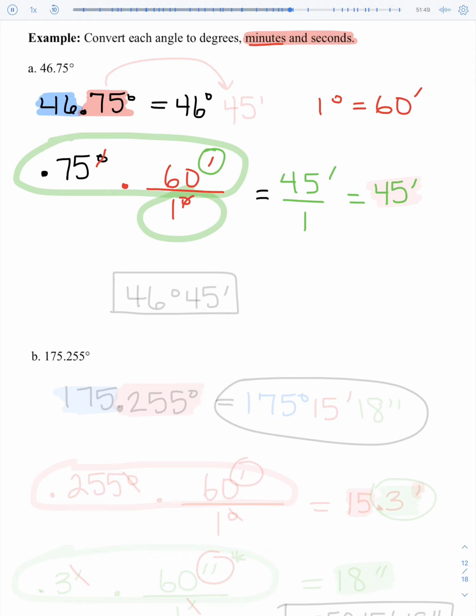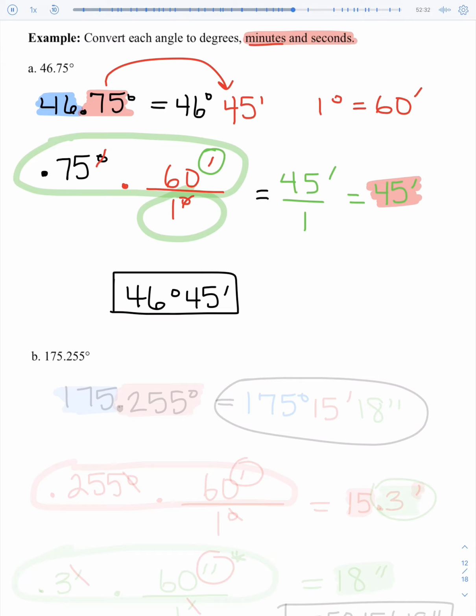So that means my degrees here, which was 0.75, got converted into 45 minutes. So my 46 degrees will stay the same, but my 0.75 is now 45 minutes. So my final answer here is 46 degrees and 45 minutes. Now we're able to stop here because the minutes came out nice. They became a whole number. Had the minutes been a decimal, we'd have some seconds. But because we got a nice whole number for our minutes, we're done. And we don't have to worry about any seconds at all.